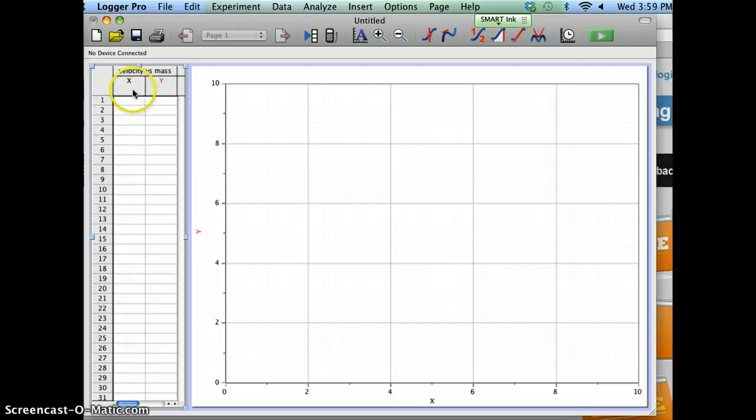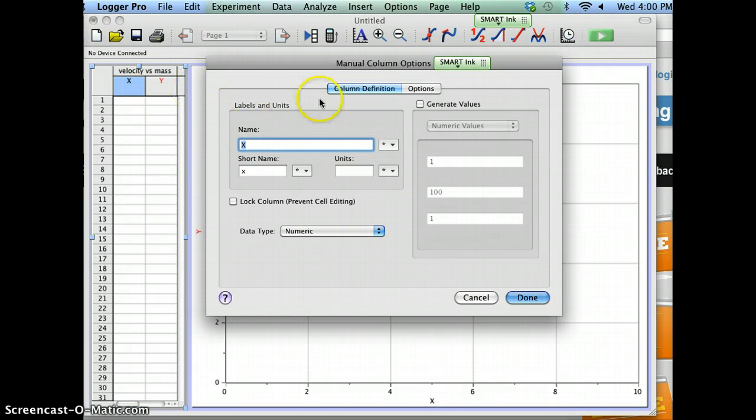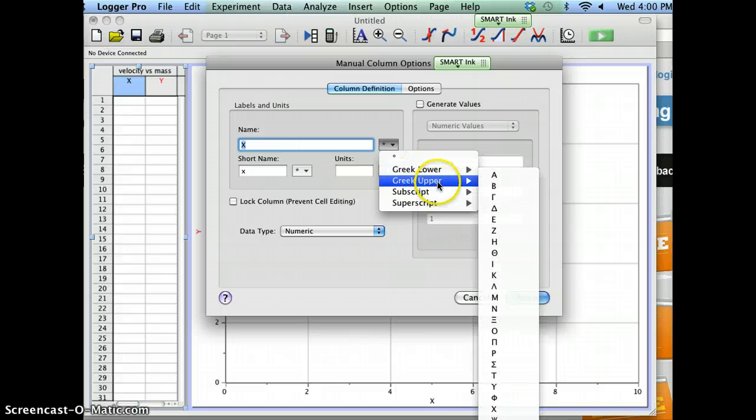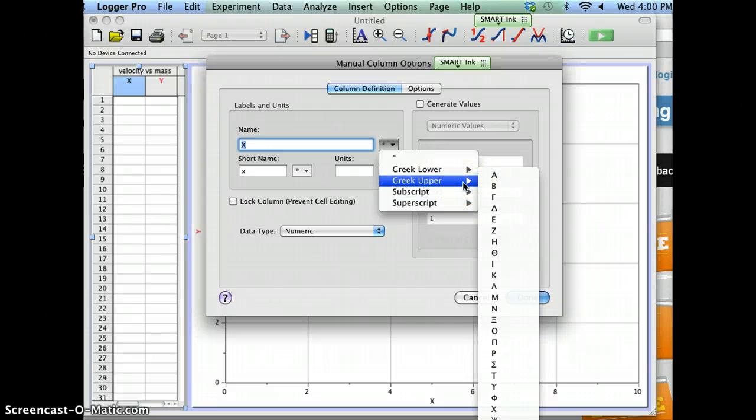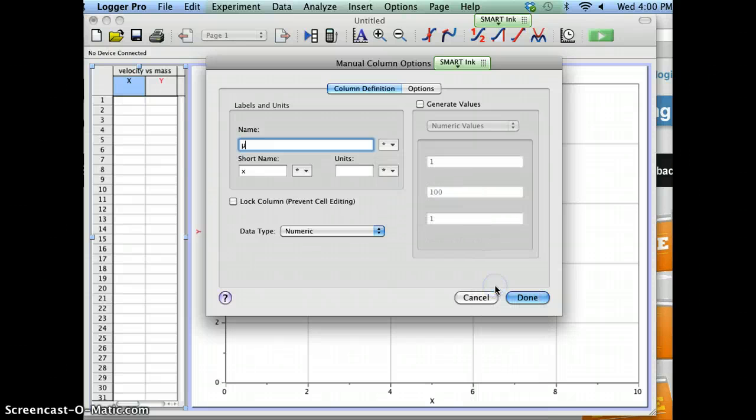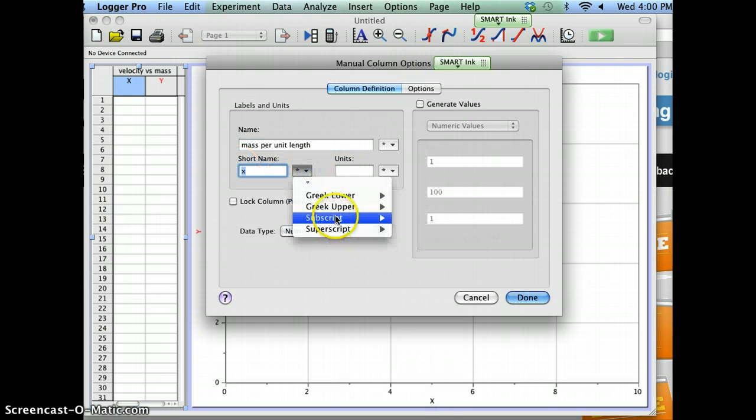Okay. So in the first column, I'm going to put mu. Where's mu? Mu should be in here. I think it's called lowercase mu. There it is. That symbol's mu, and it means mass per unit length. Again, the symbol would be mu.